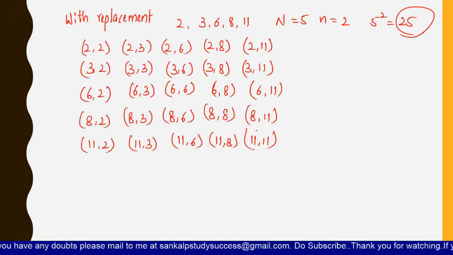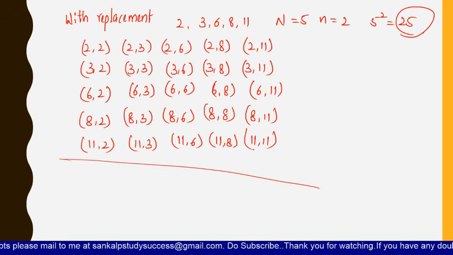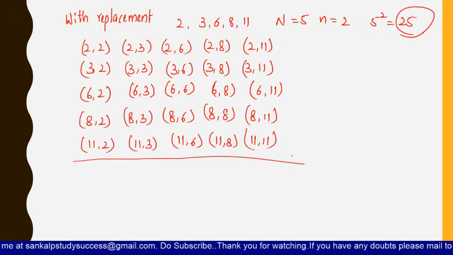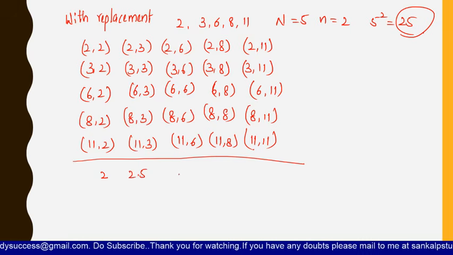So now how do you find out the sampling distribution of means? Here, it is nothing but 2 plus 2 by 2, 2 plus 3 by 2. So now let us see the sampling distribution of means here. So 2 plus 2 by 2 is 2, then it is 2.5, then again 4, 5 and it is 6.5.